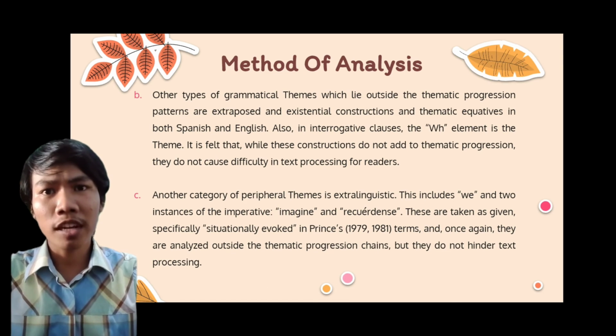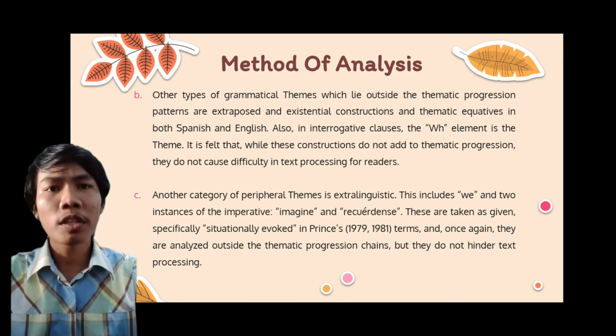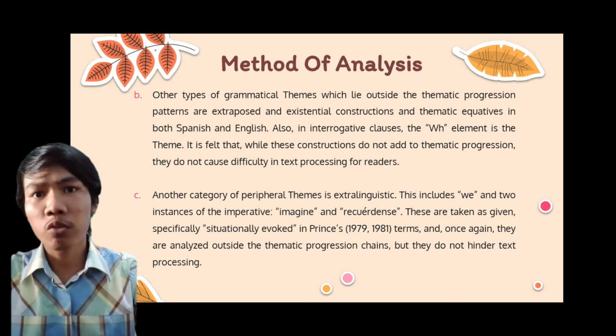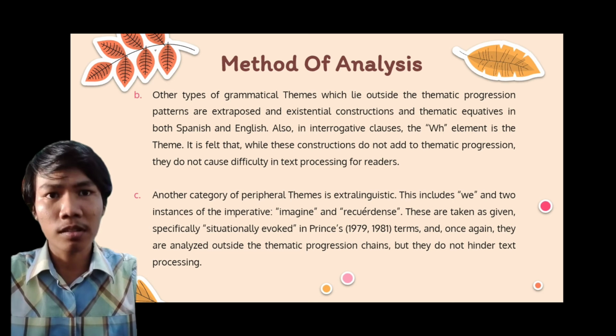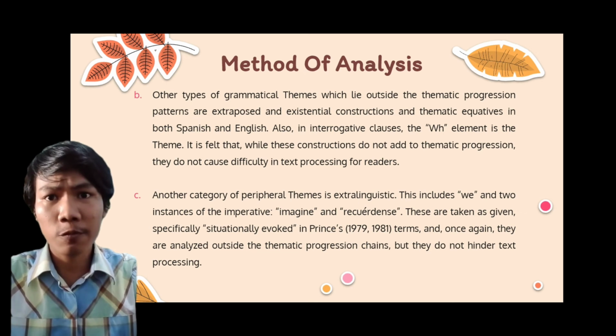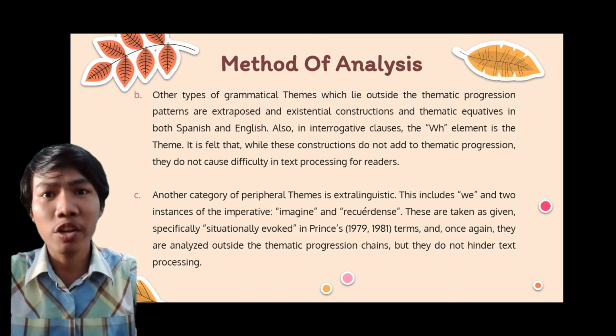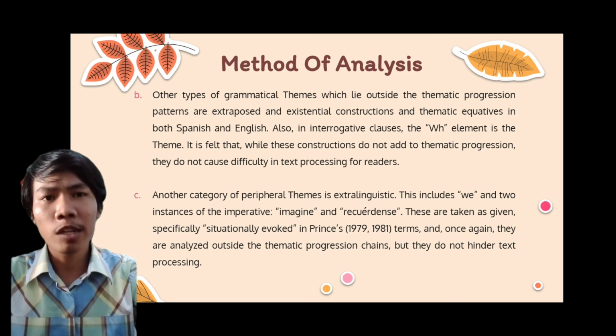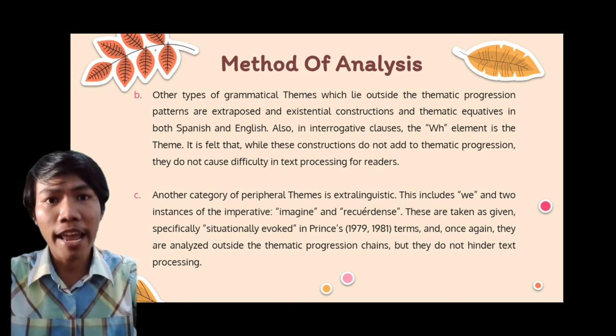Next, other types of grammatical themes which lie outside the thematic progression pattern are extraposition and existential constructions and thematic equatives in both Spanish and English. Also, in interrogative clauses, the WH element is the theme. It's felt that while these constructions do not add to the thematic progression, they do not cause difficulty in text processing for readers.